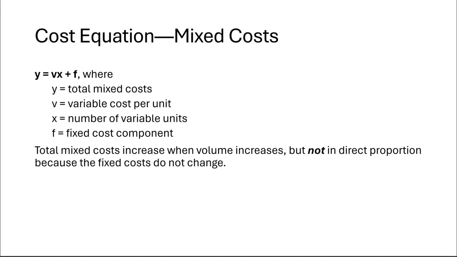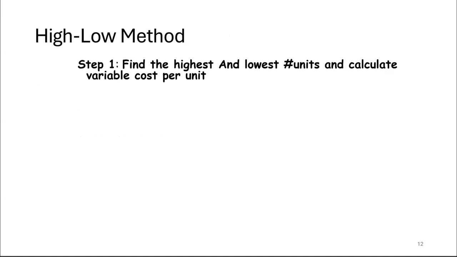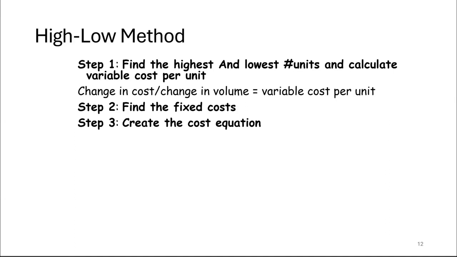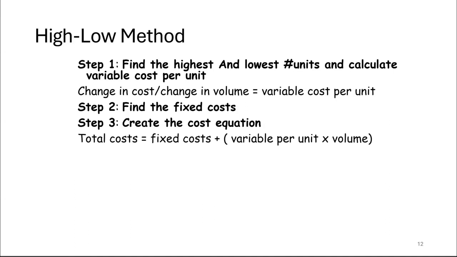So how do we solve for that? Well, we're going to do high-low analysis. And this is the easiest way to do it. Step 1, you're going to find the highest and lowest number of units. Remember, it's always units, not costs. And calculate the variable cost per unit. So there's our formula. Then step 2, we're going to find the fixed costs. Then we're going to create the cost equation. Total costs equal fixed cost plus variable cost per unit times volume.